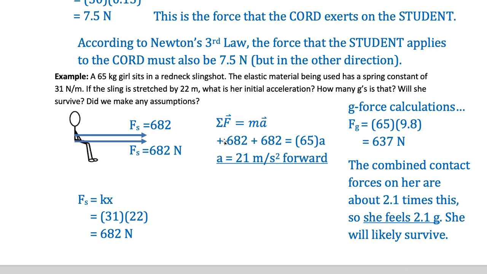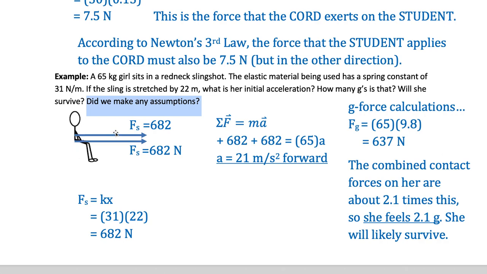Now, the last thing to talk about here is, did we make any assumptions? And yeah, maybe you caught this along the way. There are a few assumptions here that we made. One is, I didn't draw FG in the diagram here. Clearly she's on the planet Earth. She's going to have some weight. We even calculated it over here. We didn't draw it on the free body diagram.